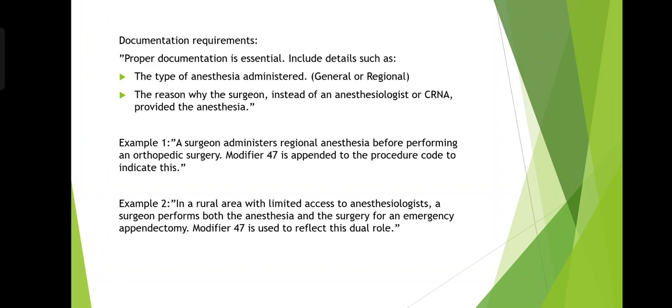Let's see the examples. First example: a surgeon administers regional anesthesia before performing an orthopedic surgery. Modifier 47 should be added with the procedure code. What they are telling here is that the surgeon administered regional anesthesia. They specify the type of anesthesia, regional anesthesia, before performing the surgery. So we need to add modifier 47 with the procedure code.